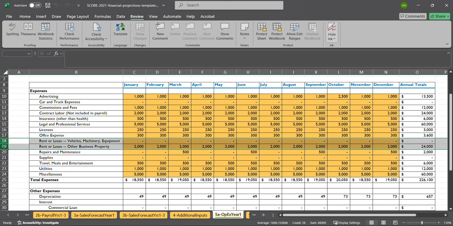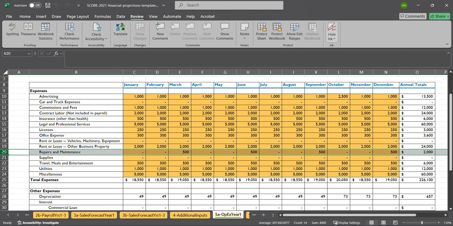There are 2 rental categories. So these are pretty intuitive. If you have to rent machinery, you would put it here. If you have an office lease or a kitchen lease, you would put that here. Repairs and maintenance, anything that's necessary for equipment repair. If you need plumbing or electrical work, you will put it under repairs and maintenance.